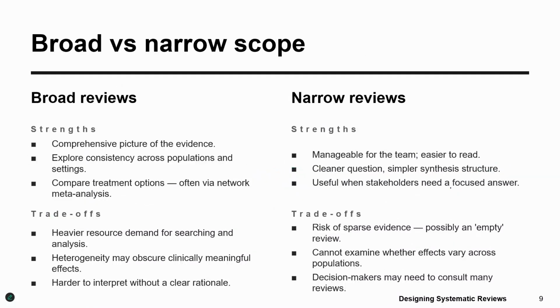Once you understand PICO operates on 3 levels, the big strategic question is, how broad should the review PICO be? Broad reviews give a comprehensive picture across populations and settings. Network meta-analyses live here. The downside: more studies, more heterogeneity, harder to interpret if effects vary in ways you can't explain. Narrow reviews are easier and faster, but you risk too few studies, even an empty review, and you can't examine variation across populations. Neither is right or wrong. The choice depends on what stakeholders need and what literature exists. Decide deliberately and document why.